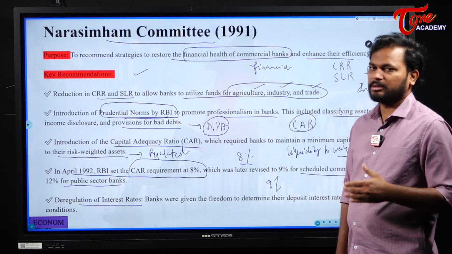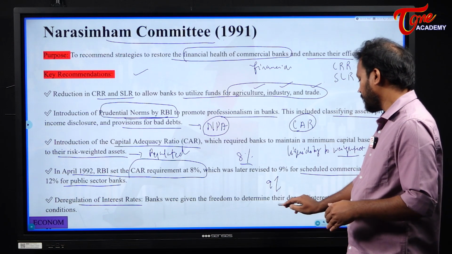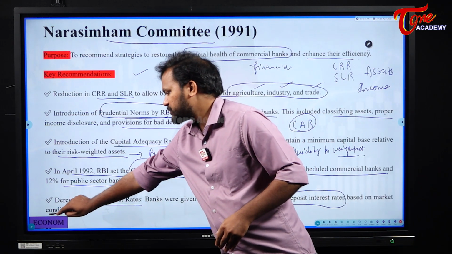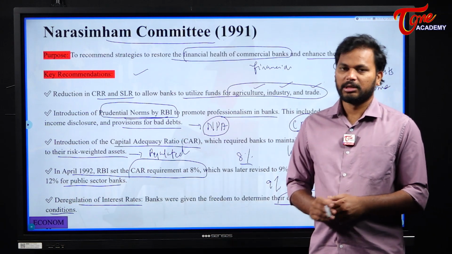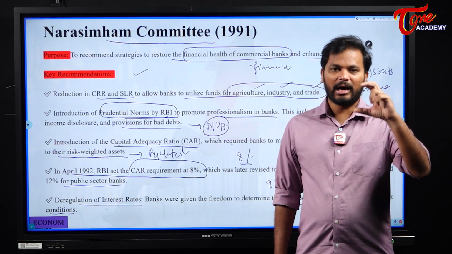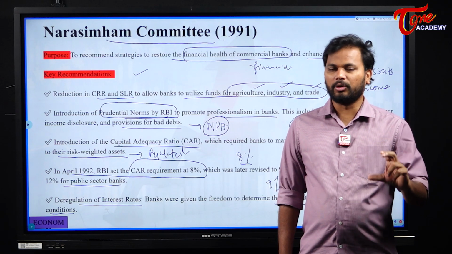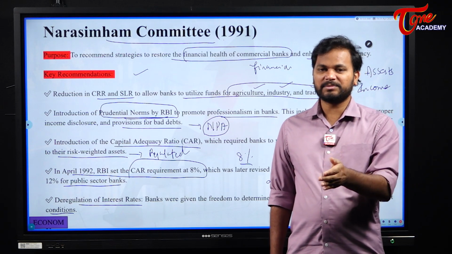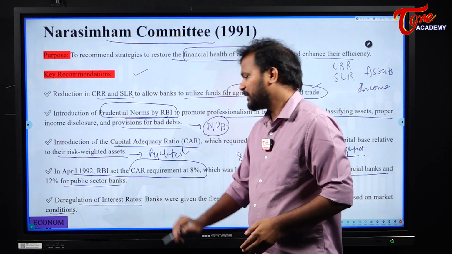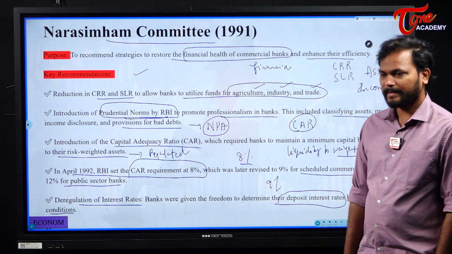The banks need to be given the freedom to regulate their own deposit interest rates based on market conditions. It's not that the RBI should be the strict watchdog or the strict promoter of the banking system. No, certain reforms need to be taken in such a way that independence and freedom are given to the banks. Clear? Next.